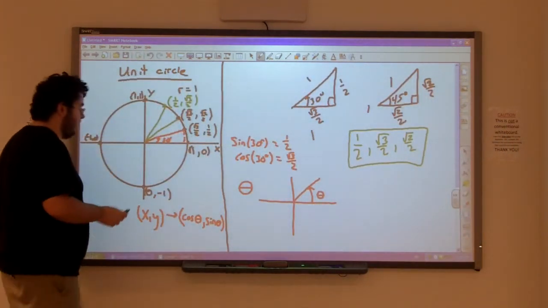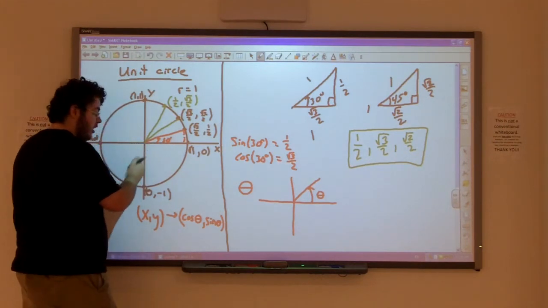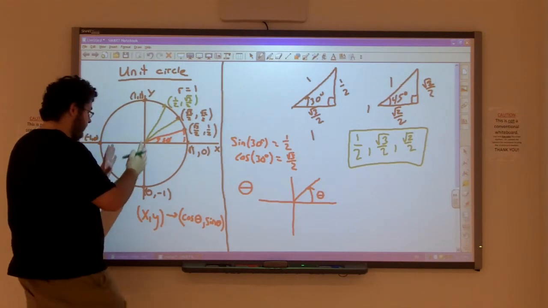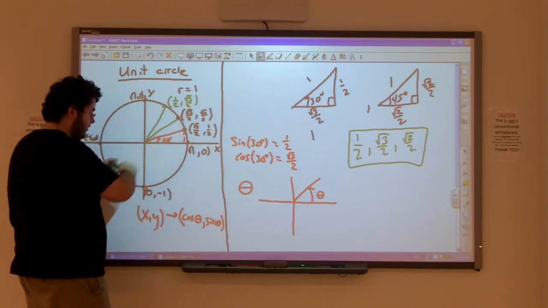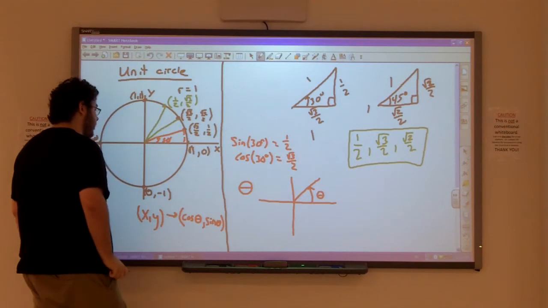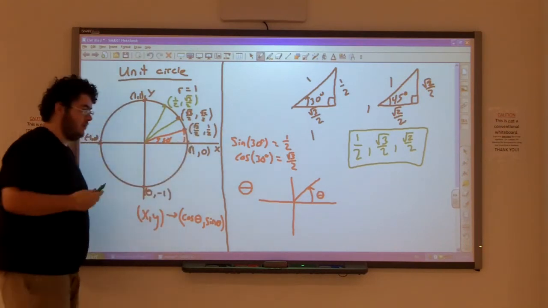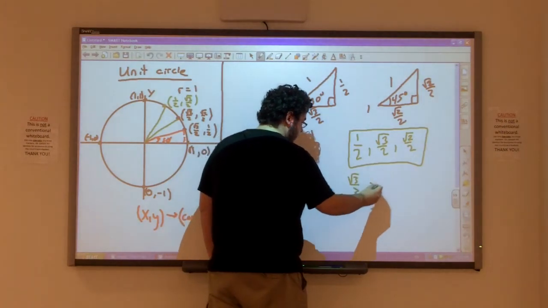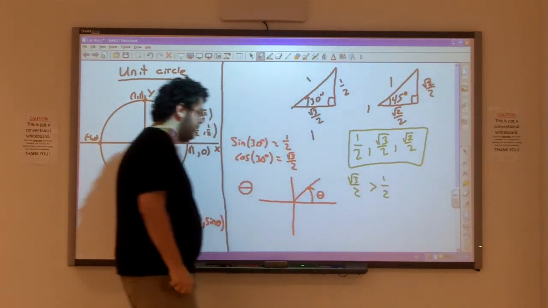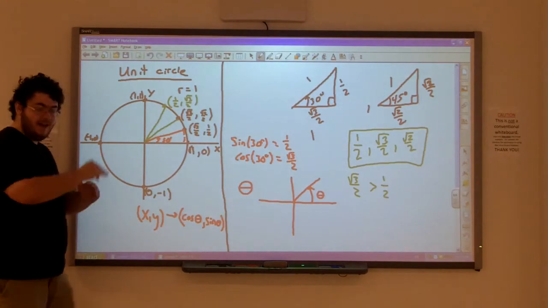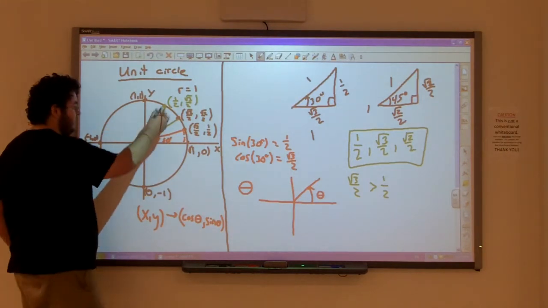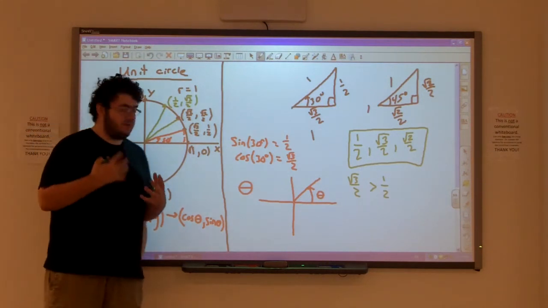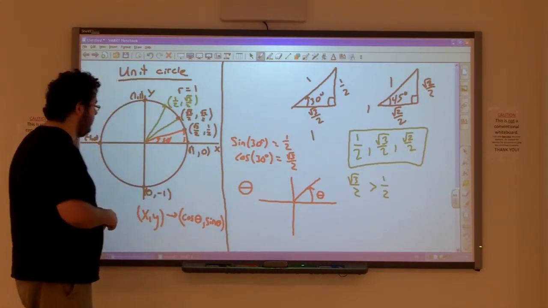All you have to know is, is the angle farther over than it is up, or is it farther up than it is over? If it's farther over than it is up, like 30 degrees, then the cosine is going to be square root of 3 over 2, because square root of 3 over 2 is greater than 1/2. If it's higher than it is wide, like 60 degrees, then the height is going to be square root of 3 over 2. So these are the three important numbers that you need to know.